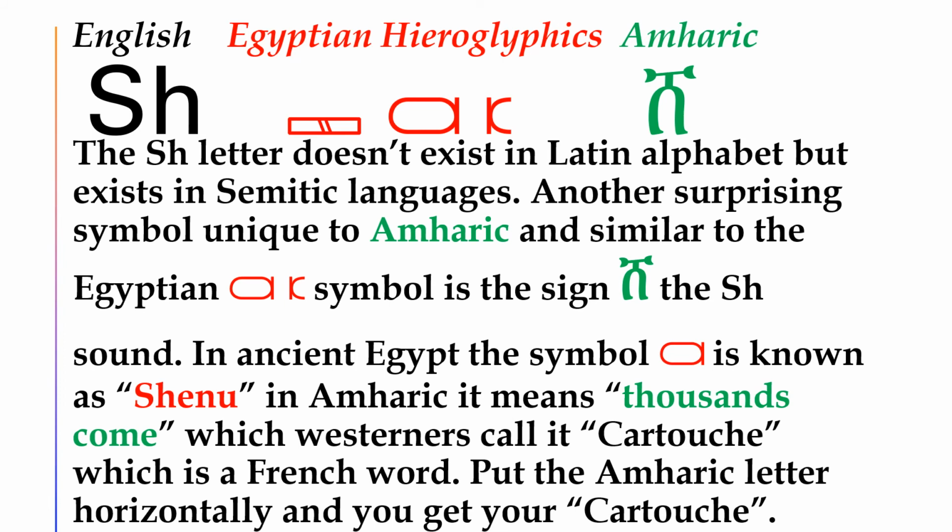And this is also one of the unique symbols which connects Egyptian hieroglyphics to Amharic. It's so amazing. Look at the cartouche sign and look at the Amharic sh sign. It's so much similar. And I believe these three symbols represent the sh sound of the Semitic alphabet. I mean, the Semitic sound.